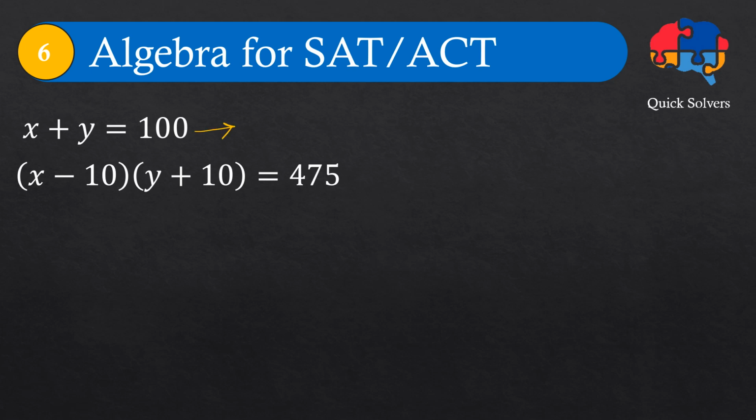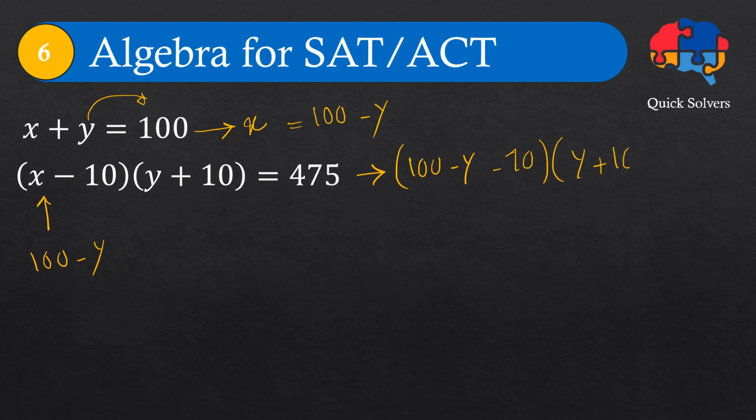So here I can rewrite x in terms of y, and that means taking y to the right side of the equality. That means x equals 100 minus y. Okay, now I can substitute that x here by 100 minus y. If I do that, then this equals (100 minus y minus 10) times (y plus 10) equals 475.